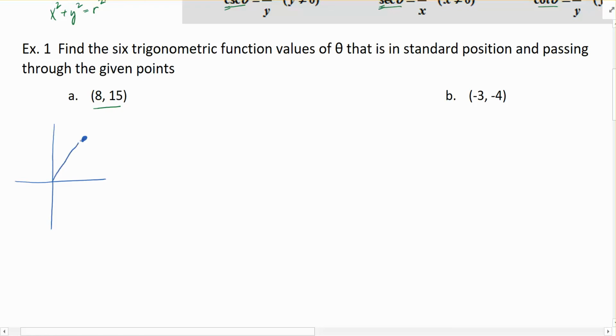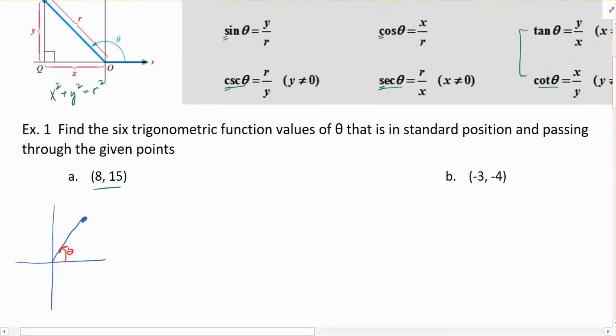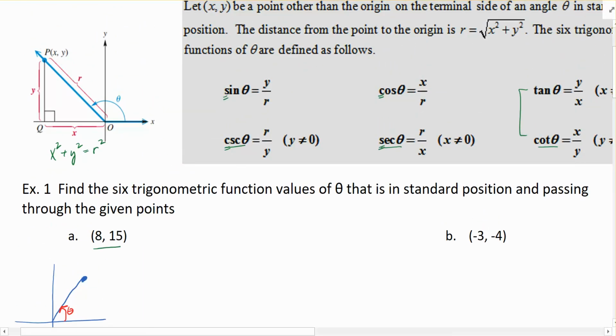So what I have is a value coming from the origin straight out to that point, and I know that if that point were rotating, it would have rotated some value of theta. Now, to go back and start using our definition of trig functions, I want to start by drawing a right triangle off of that point.